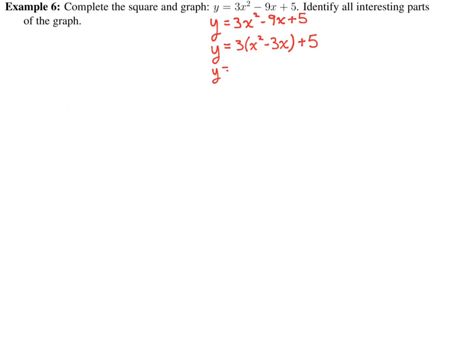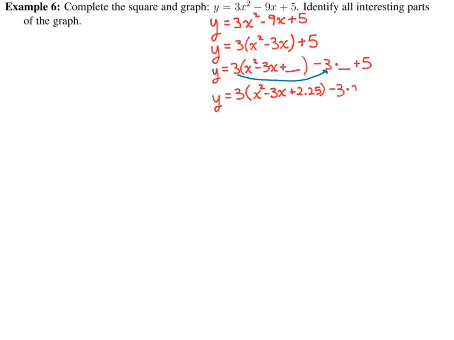Now, this is slightly less pleasant. You have to take half of 3, which is 1.5. So we got the negative 3 over there for the makeup term because it affects the add-in term on the left in the parentheses. So it's like 1.5 squared, so 2.25.